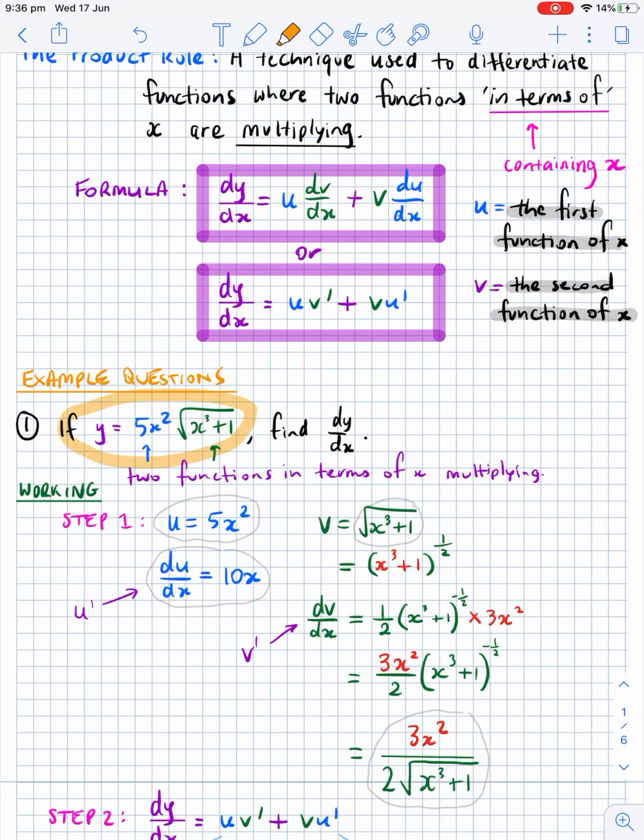Have a look at this function. So y is equal to 5x squared. That's a function with x in it, 5x squared. And then it's multiplying by another function, which is the square root of x cubed plus 1. These can't simplify to make one function together. They're definitely two things that are just multiplying, and you just have to shove them next to each other, and that's as simple as it gets. So when we want to differentiate this sort of thing, we want to use the product rule because these two things are definitely multiplying each other.